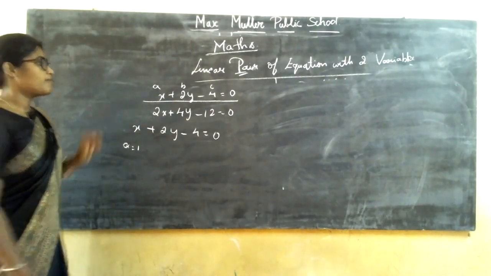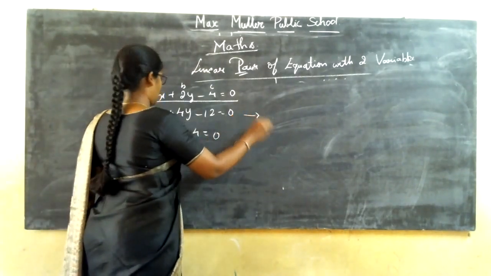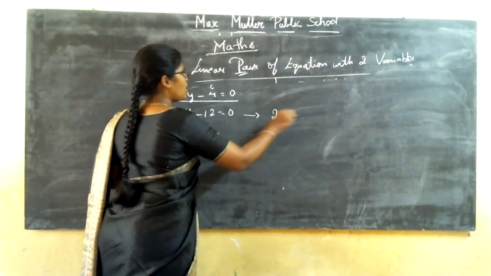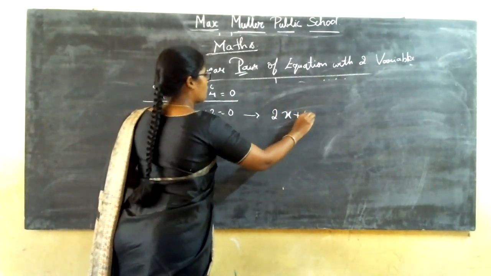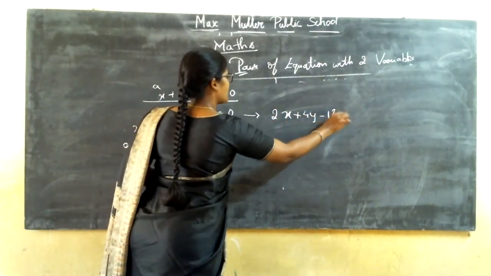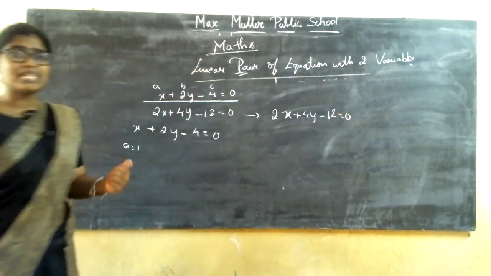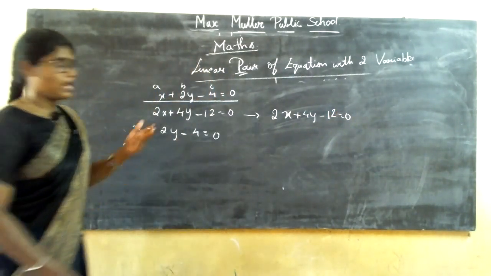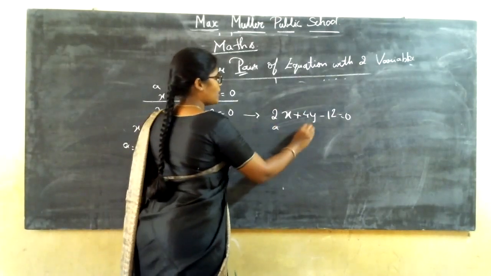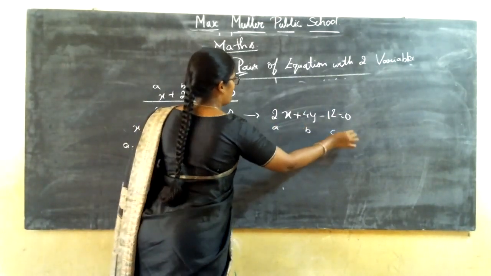Clear? Now, if you take the second equation, what is it telling you? It is 2x plus 4y minus 12 is equal to 0. If this is the equation representing the second line, now you are going to see the A, B and C values.